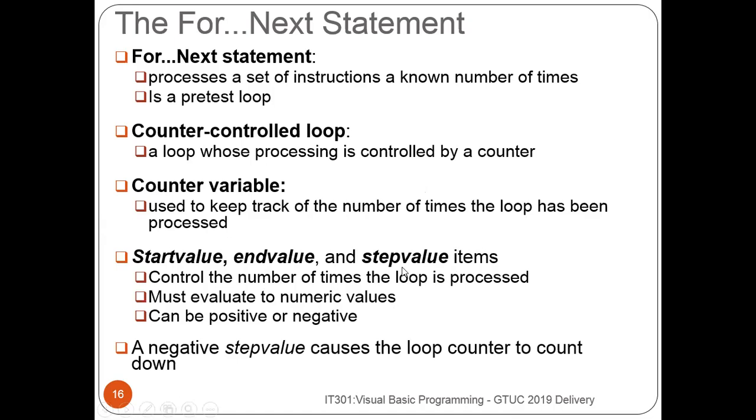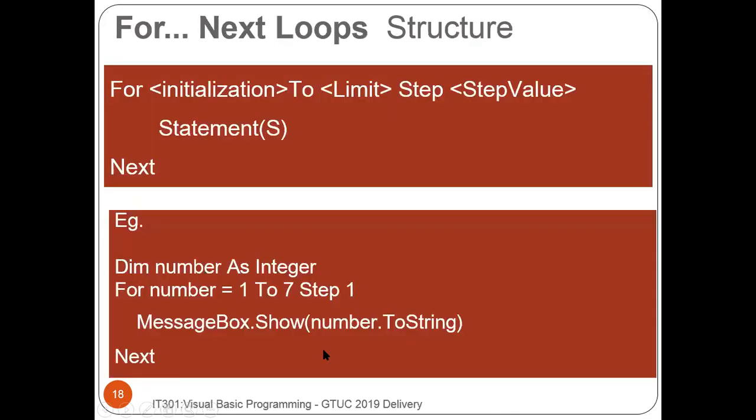So if we want to go up, that is we increase upwards, then we use positive step values. If we want to reduce, or if we want to increase backwards, then we use negative step values. Okay, so let's have a look at the structure. So we have for, let's say, initialization to limit step value, then you have statement.